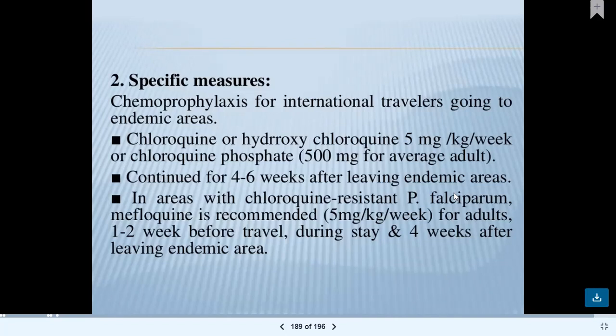In areas with chloroquine-resistant Plasmodium falciparum, mefloquine is recommended, that is 5 mg per kg per week for adults, starting 1 to 2 weeks before travel, during the stay, and 4 weeks after leaving the endemic area.